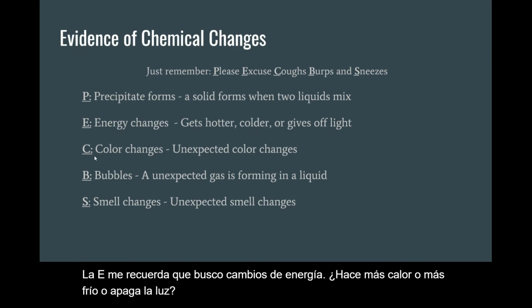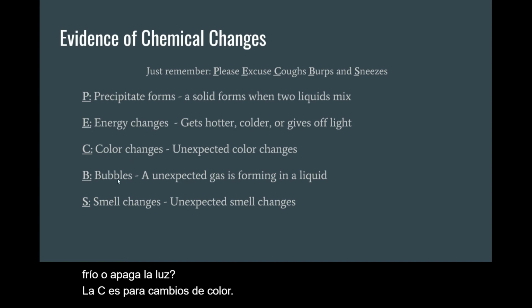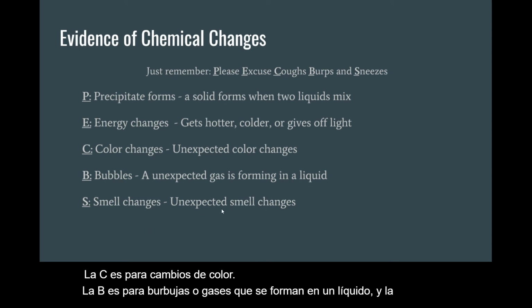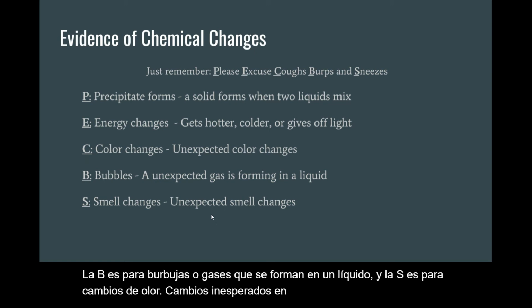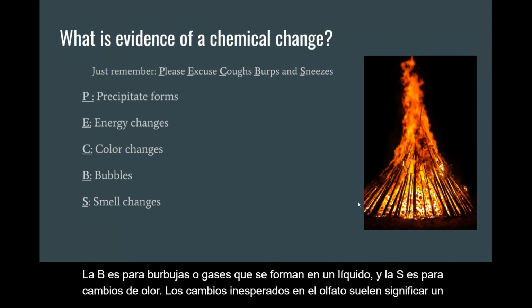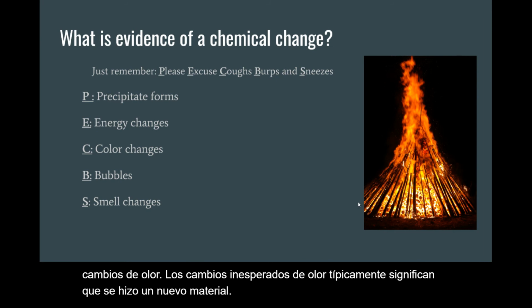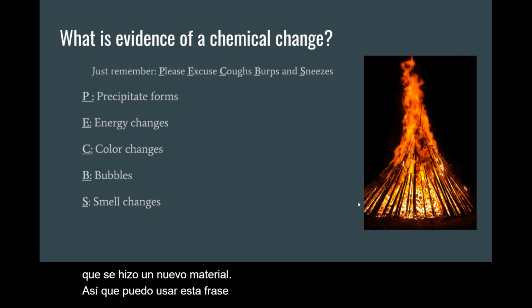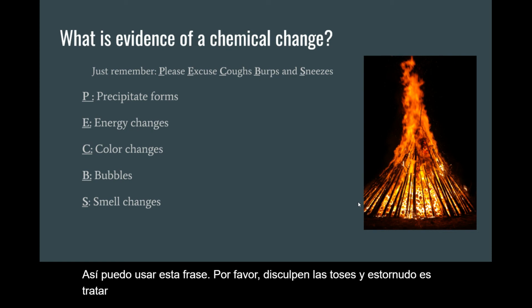The C is for color changes. The B is for bubbles or gases forming in a liquid. And the S is for smell changes. Unexpected smell changes typically mean a new material was made. So I can use this sentence, please excuse coughs, burps, and sneezes, to try to figure out if something is undergoing a chemical change. So here's a fire burning.